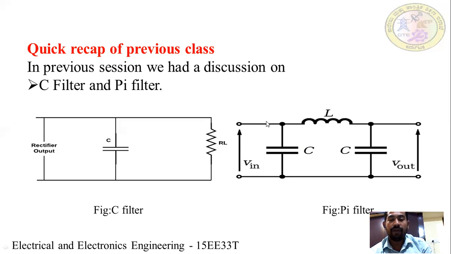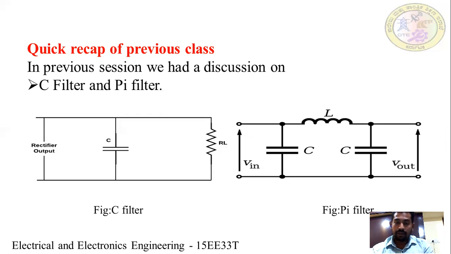The input we are getting is from the rectifier output. The circuit connected here is a bridge rectifier circuit, and in this bridge rectifier circuit we get the output as DC. This output of the rectifier is made the input for the pi filter circuit.